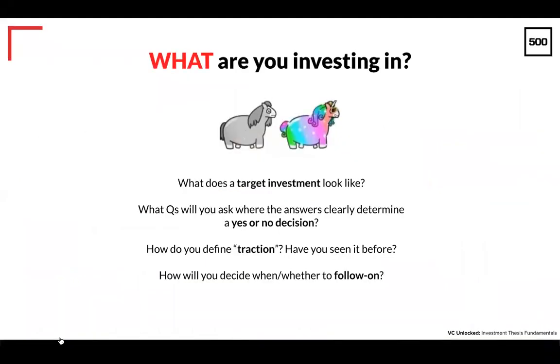So the second component of the framework is what. Really, what are you investing in? A couple of questions here to guide. For instance, what does a target investment look like? It can range from your average check size to, sometimes, specific valuations that people define. So there are a couple of components added to that. And then it's very important to start writing your own list of questions that will help you define a clear yes or no decision.